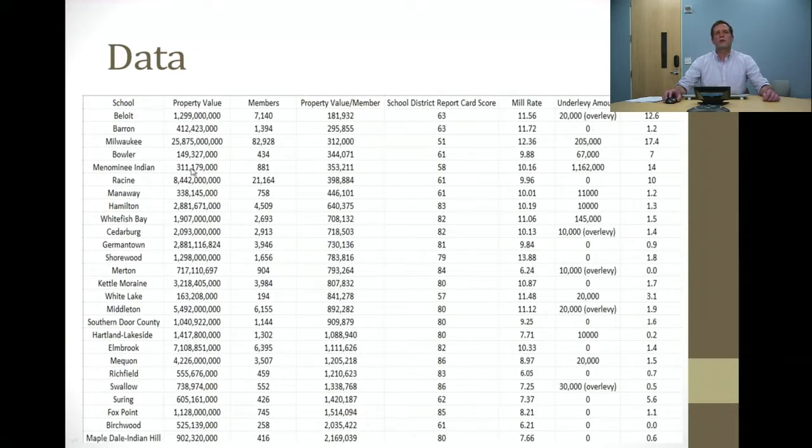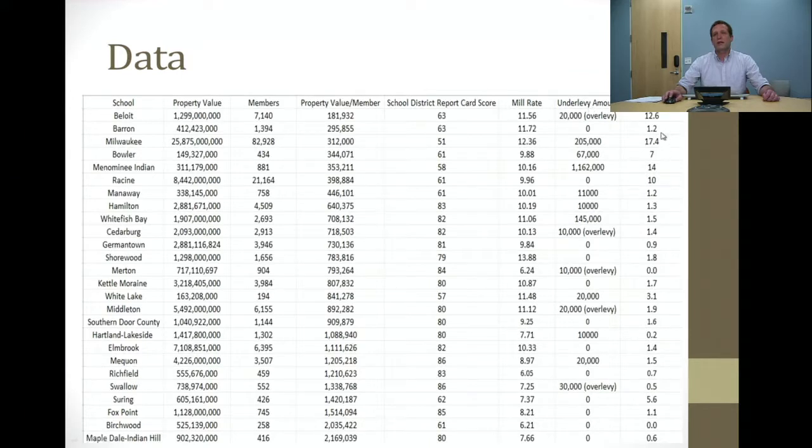For instance, one school, Menominee Indian, is a school that is performing pretty poorly on the district report cards. They have a fairly low property value per member, and they've got a great deal of suspension rate, and they are under levying by over $1.1 million. So I thought that school would probably be worth examining in another study. However, I did not look closely at Menominee Indian in that particular data.